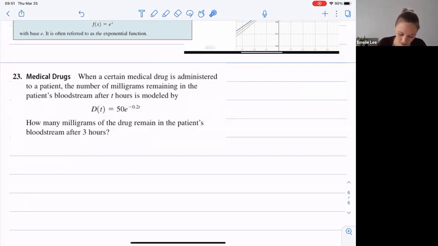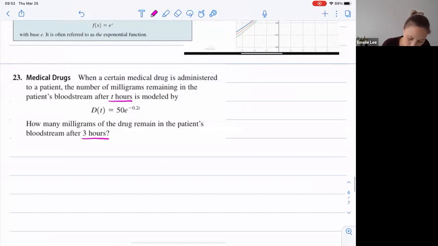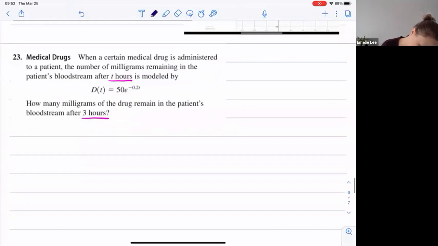How many milligrams of the drug remain in the patient's bloodstream after 3 hours? Now, some things to keep an eye out for are the units, right? So T hours, and we want 3 hours. If it said after 20 minutes, you would have to convert those 20 minutes to hours, right? Which is what, 20 over 60, 1/3. So T is 1 over 3. But we've got a nice breezy example here.